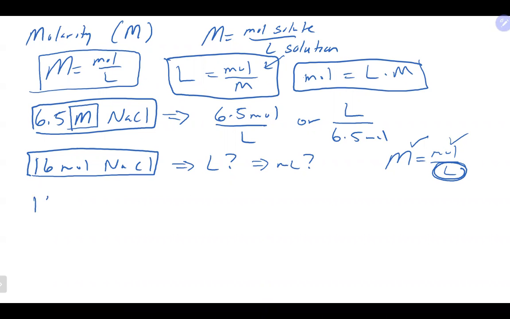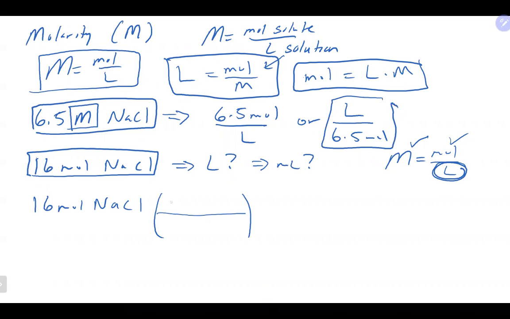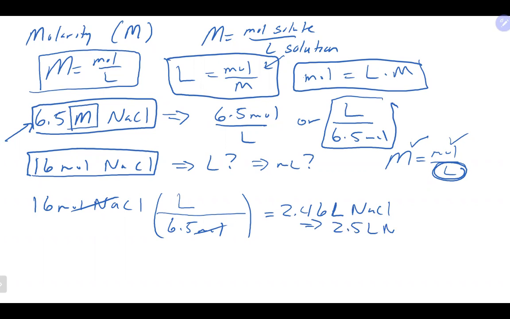So I would take my 16 moles of sodium chloride and I would do it like a dimensional analysis. And I would use my conversion factor here on the right so that the units cancel. I would put liters up on top, which is what we're looking for. 6.5 moles on the bottom. And again, that comes from the molarity of the solution that was given to us. The moles here will cancel, and that would give me 16 divided by 6.5. Gets me 2.46 liters of sodium chloride, which probably should be like 2.5 on some significant figures.